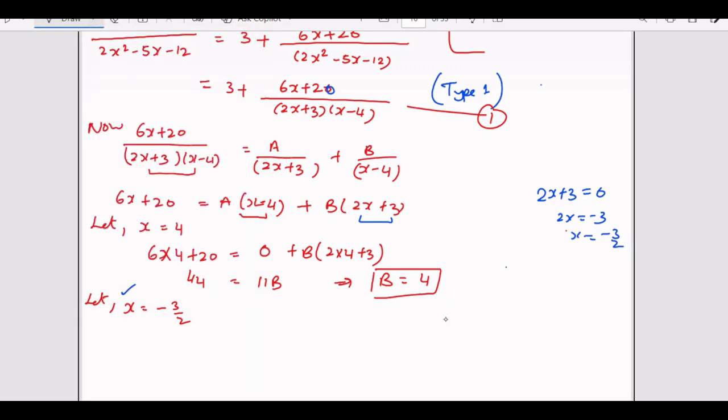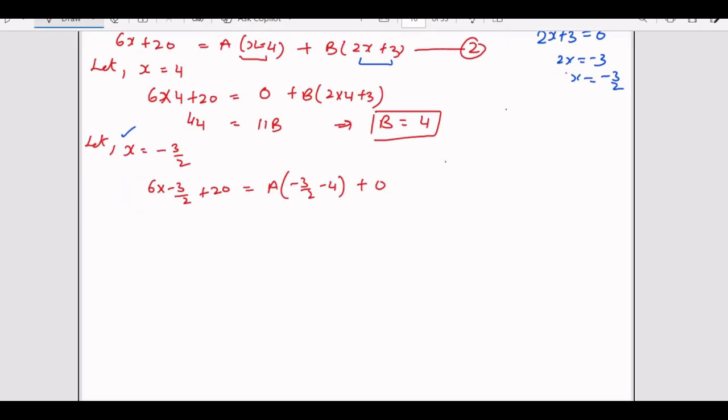Once you substitute this in the second equation, we will have 6 times negative 3 over 2 plus 20 equals A times negative 3 over 2 minus 4, plus 0. The second term is going to become 0. So this is 2 times 3, 3 times 3, 9. It's going to be 11 equals negative 11 over 2 A. So from here our A is negative 2, right? So we got the values of A and B.